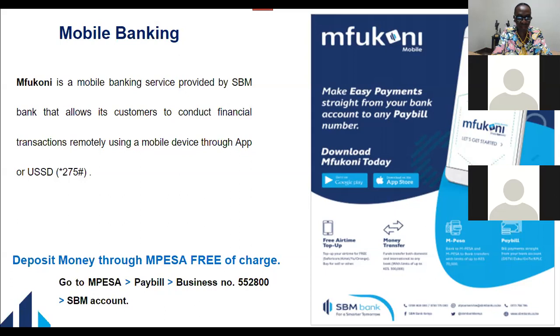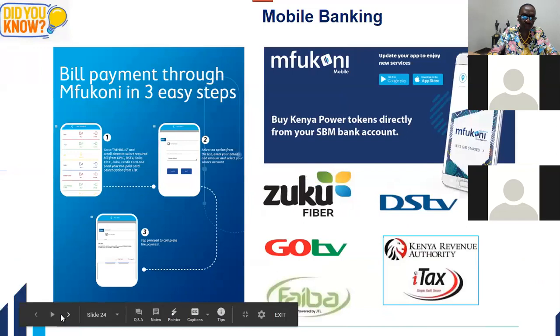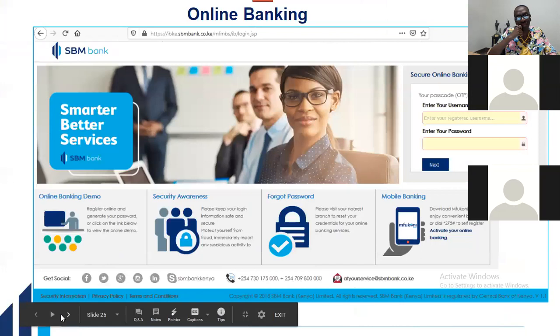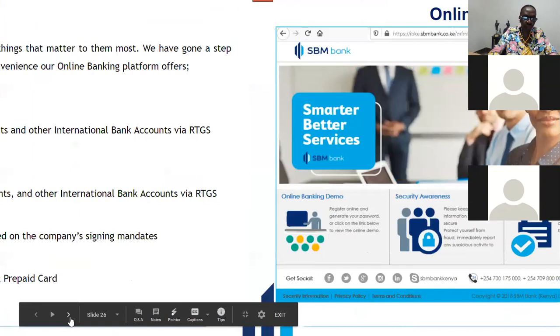If your premises usually buys a KPLC token, or at home, you can use the same platform to purchase KPLC tokens. You can buy airtime, both Safaricom, Airtel, and Telkom airtime. Those services are available. If for some reason you do not have the Lipa na M-Pesa pay bill or buy goods at the moment, and you're receiving payments through your mobile number, you can send the funds.